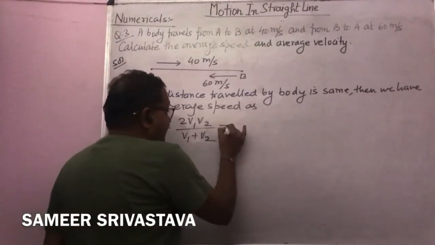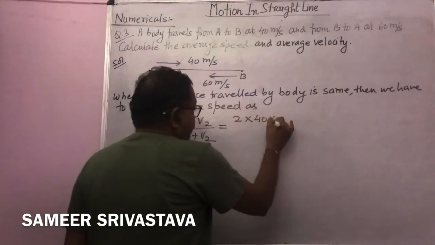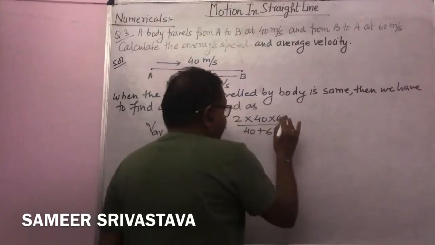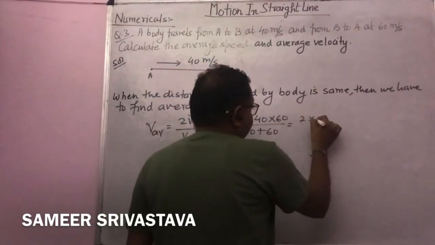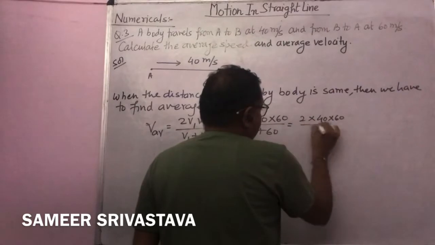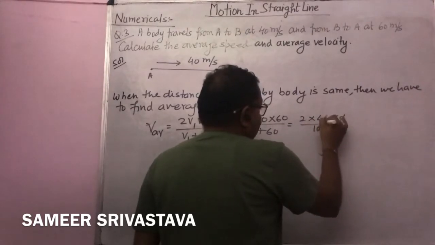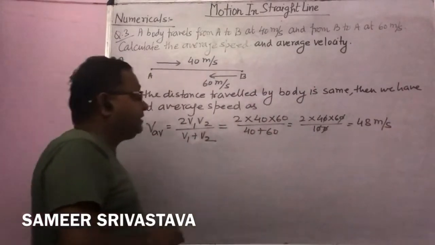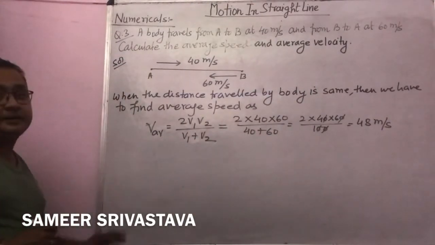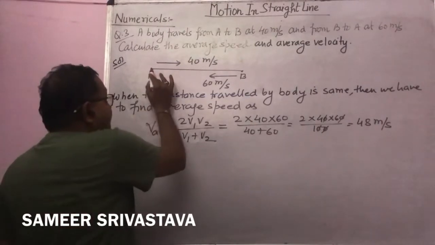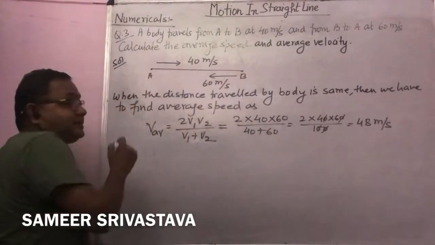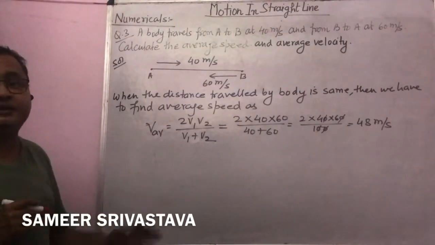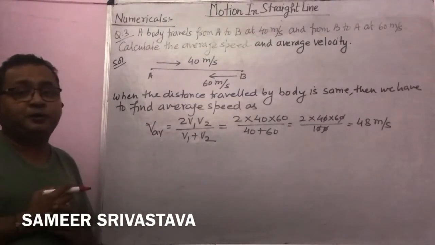Now put the values here. 240 into 60 upon 40 plus 60, right? This is equal to 240 into 60 upon 100. Zeros are cancelled out. Now the answer is 48 meter per second. So average speed will be 48 meter per second. Now when the body moves from A to B and back to the initial point A, the average velocity becomes 0 because the displacement traveled by the body is 0.